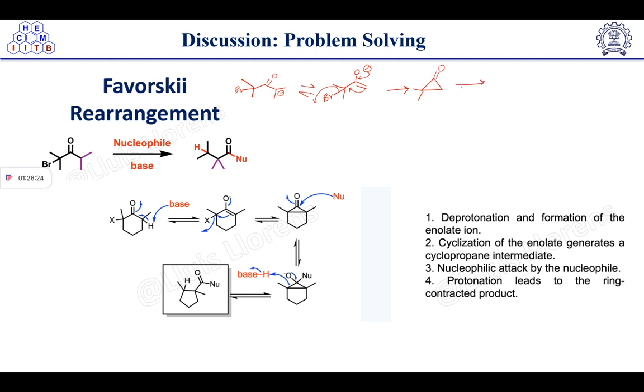Then we have nucleophile. Nucleophile will attack on the carbonyl center. So nucleophile will attack here. It will get open. And we will get here O minus, oxygen, and nucleophile. Here we have two groups. Got it? Now we have base.